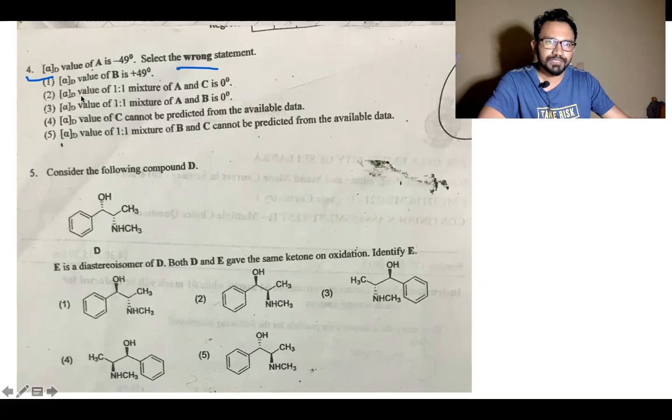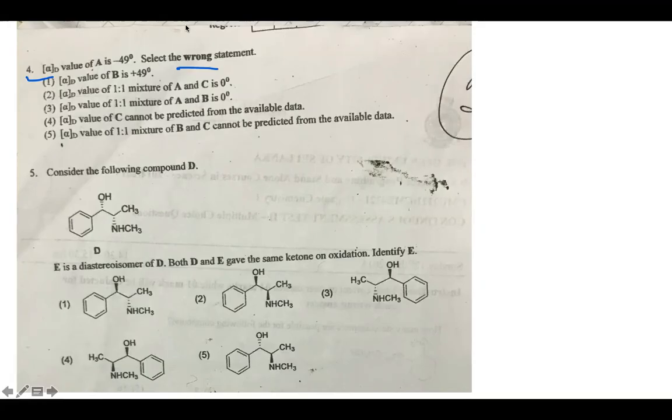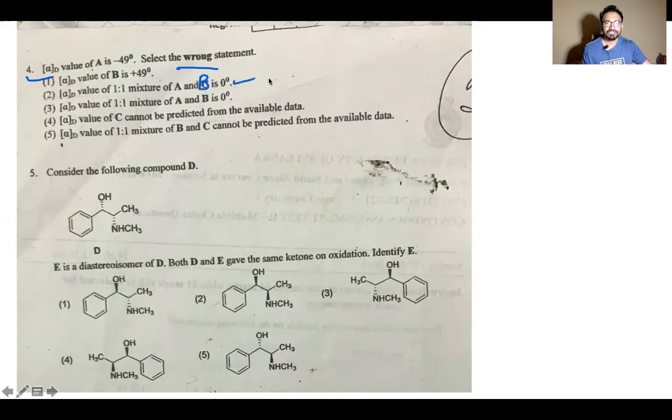Right. The second one: the one-to-one mixture of A and C is 0. A one-to-one mixture may give 0, where a one-to-one mixture means a mixture of the same molarity. But for it to be a racemic mixture, the one-to-one mixture must be there, and the other thing is both must be enantiomers. Both must be enantiomers. We cannot consider non-enantiomers as 0. If instead of C there were B, this would be correct. But unfortunately they have mentioned C, so this is the wrong one. I think we don't need to consider the other statements, but let's just get a rough idea.